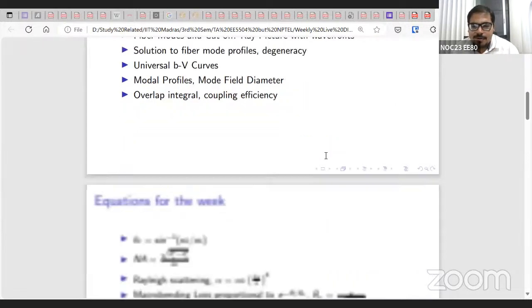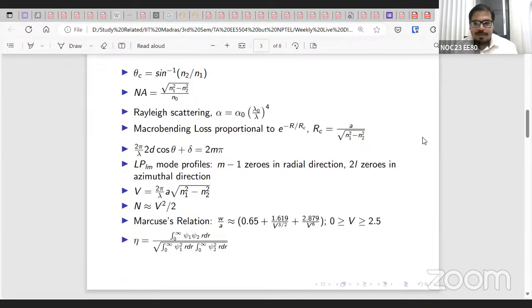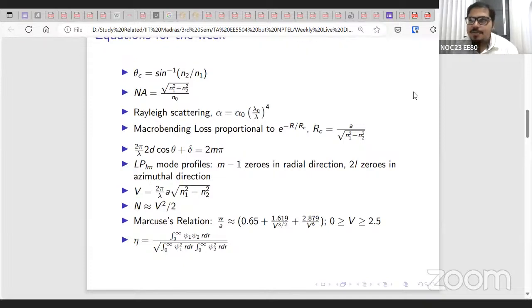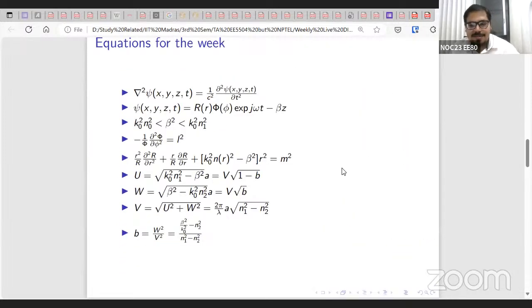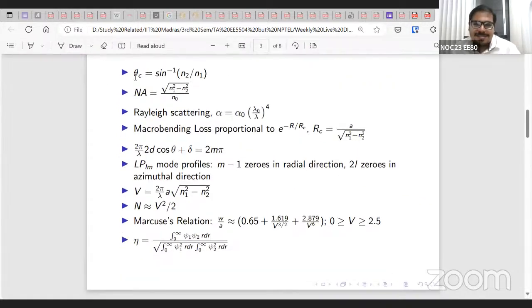So from this content, I think these are the equations that will be used for this week's assignment and all. What are omitted are how we solve the Maxwell's equations. Those equations are these ones. So basically, we started with our ray picture. This is the critical angle. Then this is the numerical aperture.